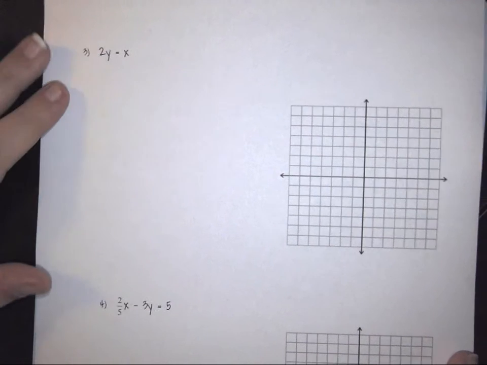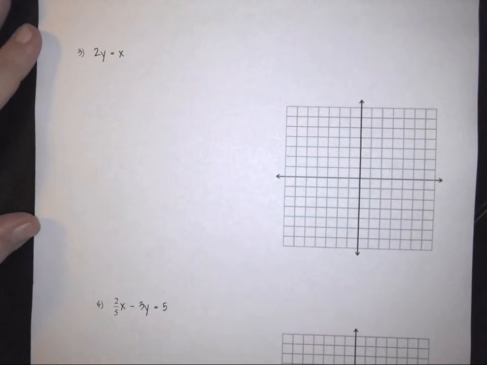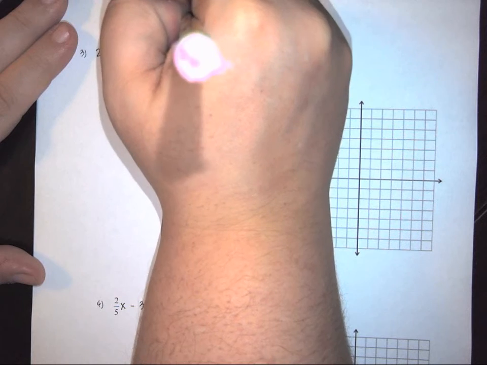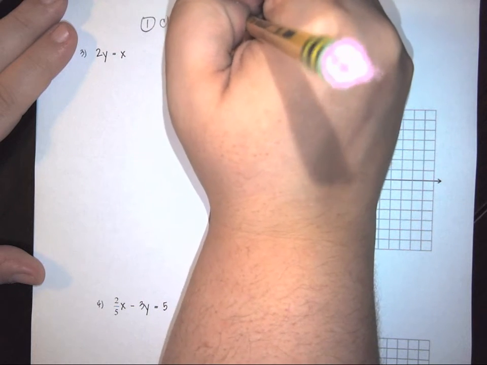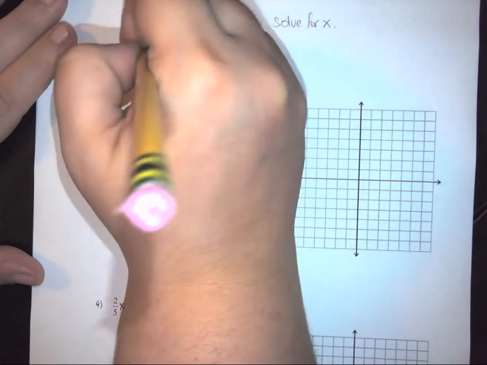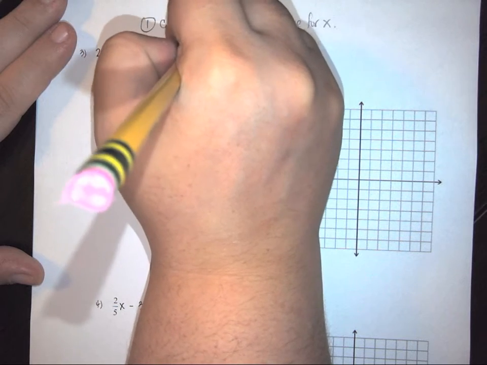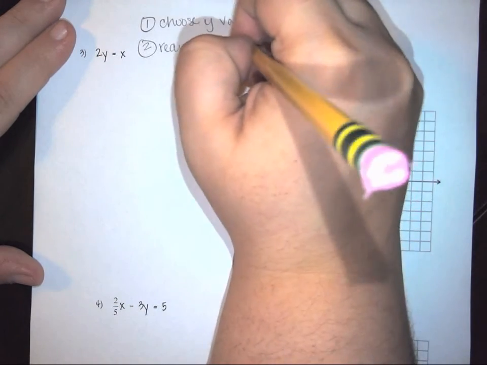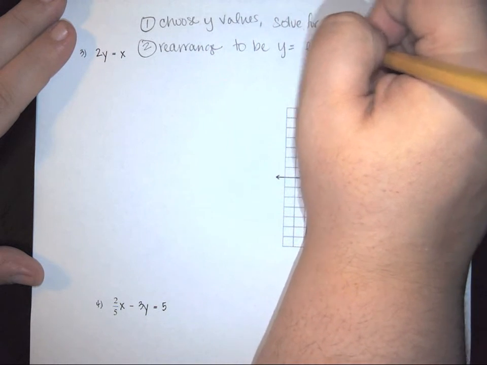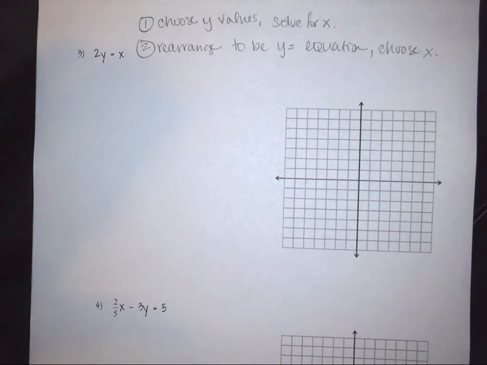Alright, let's look at another one. So here I've got that 2y equals x. So there's a couple ways that you could approach this. The first way is we could choose y values and solve for x. Or the second way is we could rearrange to be a y equals equation, which means we're going to then choose x values. Either way is going to get you the same result.